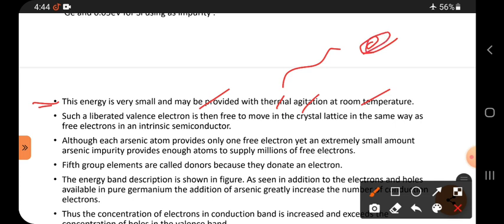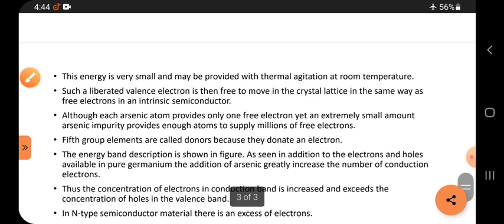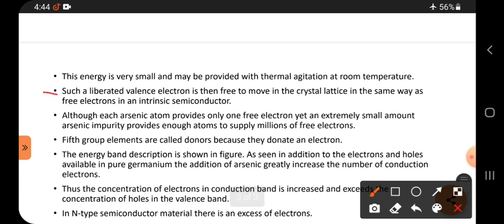So if you want to remove this electron, energy is required. From where can we give that energy? We can give it from the room temperature only, that means at 27 degrees Celsius. Now, such a liberated, meaning emitted, valence electron is then free to move in the crystal lattice in the same way as the free electron in the intrinsic semiconductor. Okay, how the electron moves in an intrinsic semiconductor, in the same manner here also it moves.